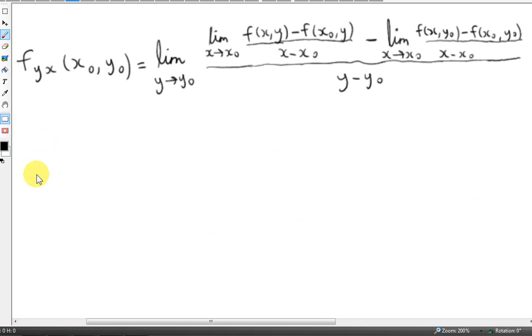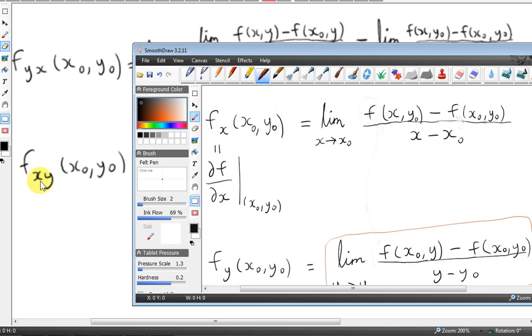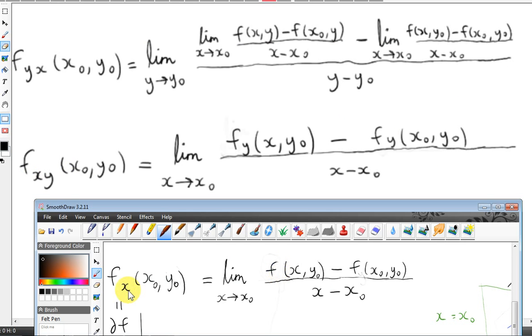Now let's consider f sub xy at x0 y0. To get this second partial derivative, we have to differentiate the function f sub y with respect to x. So to differentiate the function with respect to x, we have to take this limit here. But the difference is, in place of the function f in this limit, we have the function f sub y. So that's the only change we have. We just stick in the subscript y here, because we're differentiating f sub y with respect to x instead of differentiating f with respect to x.